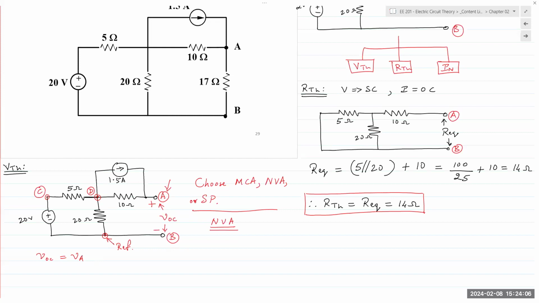All right, so the two unknowns in the circuit are VA and VC, since B is my reference. Let's see, actually, let me write this down.